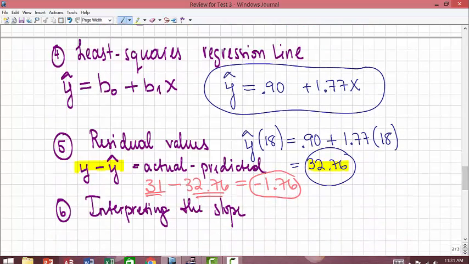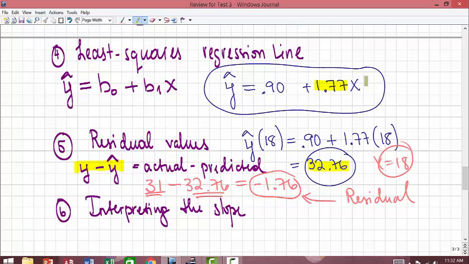Okay, so for this particular one, the residual value is this. This is the residual right here. It's the difference between the actual and the predicted. And in this case, for this particular x, for x is equal to 18, the residual is 1.76. That's pretty good. Okay, so that's what the residuals are. Now, interpreting the slope. How do we do this? In the context of the problem.